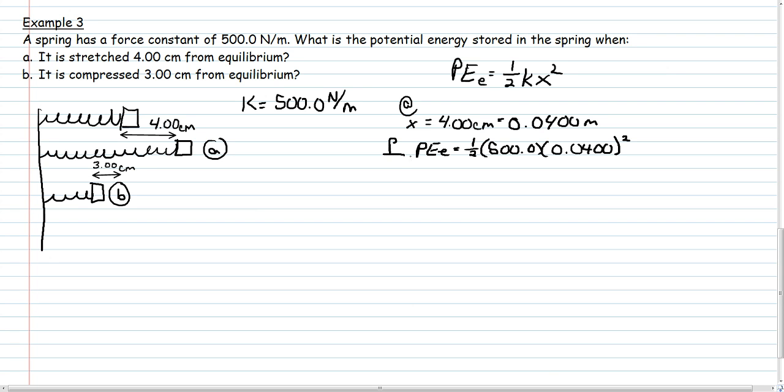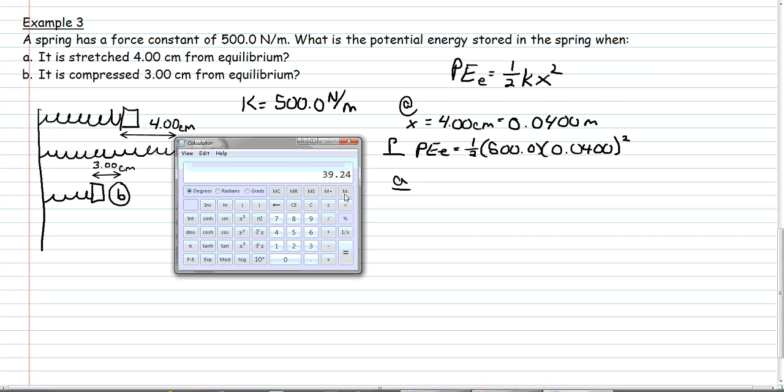So that's my plug-in. And my answer, let me go ahead and pull up my calculator. Clear that all out. And now I want to type this in. So I get 0.5, which is 1/2, times 500.0 times 0.0400, and I want to square that. So I'm going to click on the square and then hit equals.